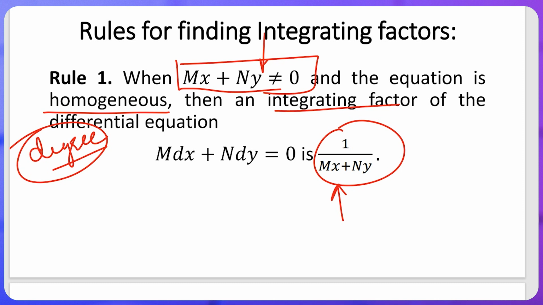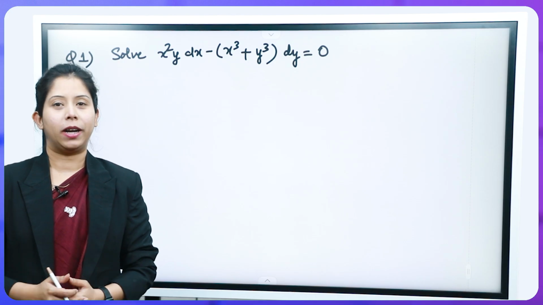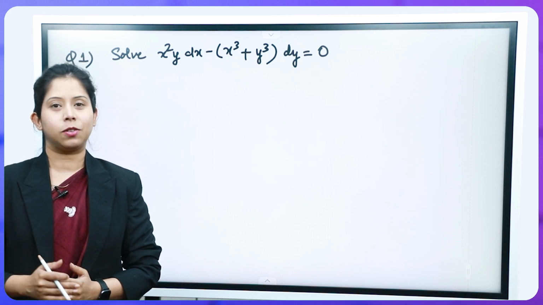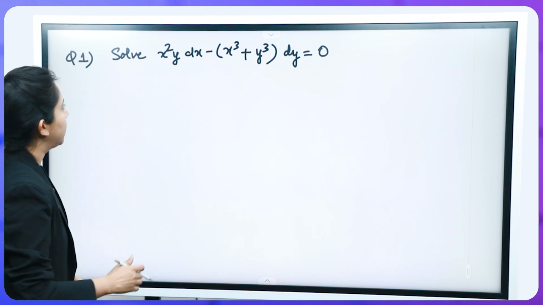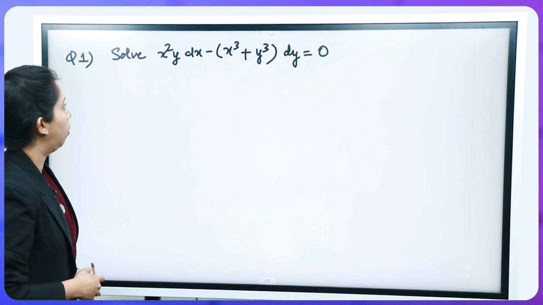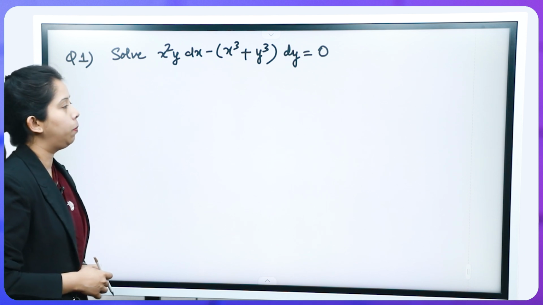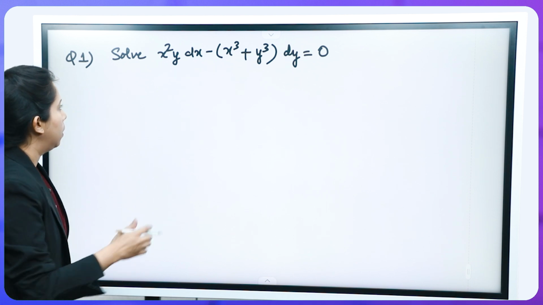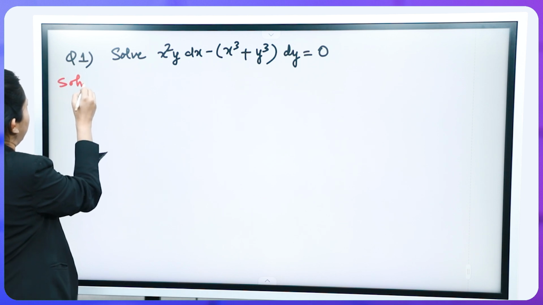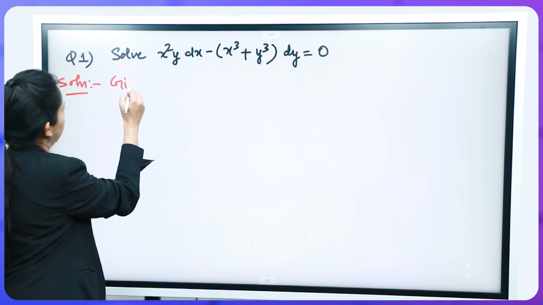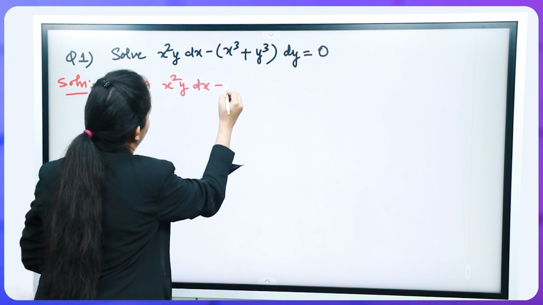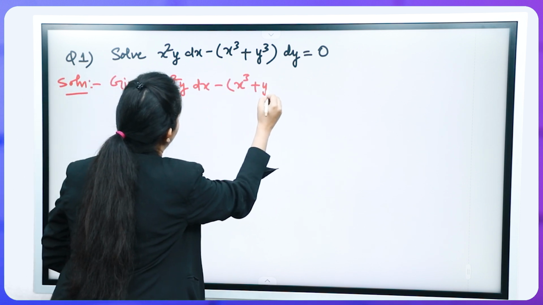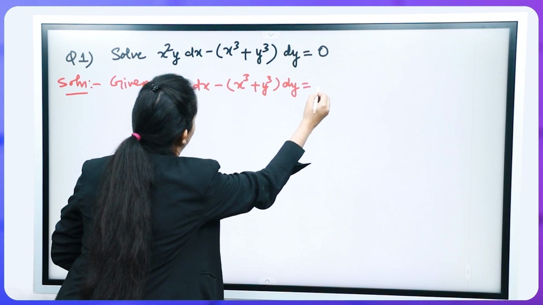Now, let us understand this rule number 1 with the help of an example. For better understanding of the concept, let us solve a few questions. Question number 1 is: solve x²y dx − (x³ + y³) dy = 0. First we will write the given equation, that is x²y dx − (x³ + y³) dy = 0.